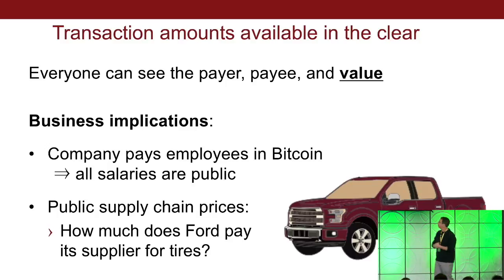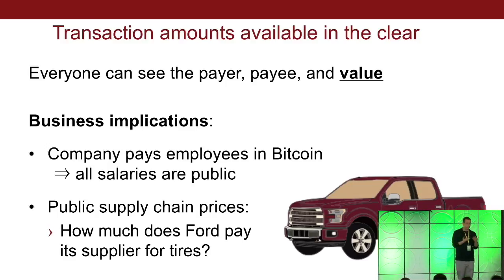The mismatch is, for example, if Stanford wanted to pay my salary in Bitcoins or in NEOs, as I should say here, the problem is that anyone looking at the blockchain could tell exactly what my salary is, right? So that's a pretty big violation of privacy.